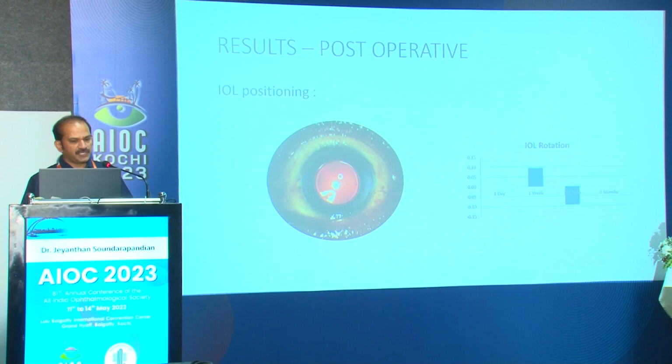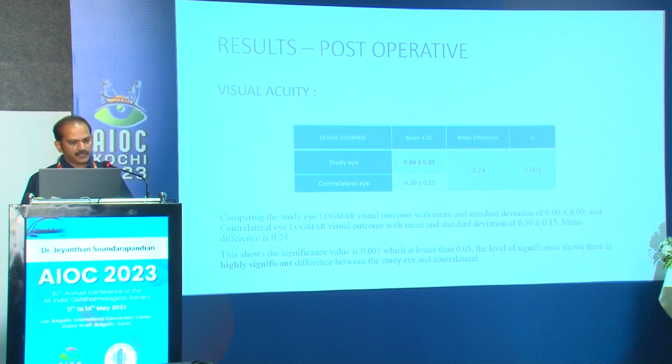The IOL positioning was maintained throughout the postoperative period. There was no significant rotation. It was all on axis. Coming to the postoperative visual acuity, the study eye logMAR visual outcome had a mean and standard deviation of 0.06 plus or minus 0.09, and the contralateral eye logMAR visual outcome had a mean of 0.3. The mean difference is 0.24. The significance value is 0.001, which is lesser than 0.05. So the level of significance shows that there is a highly significant difference between the study eye and the contralateral eye.